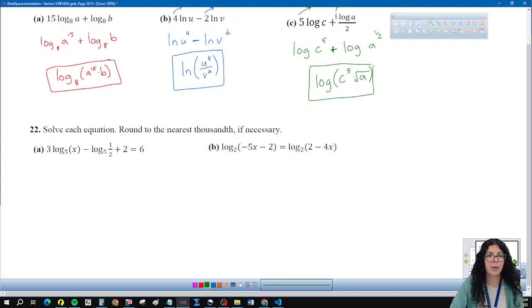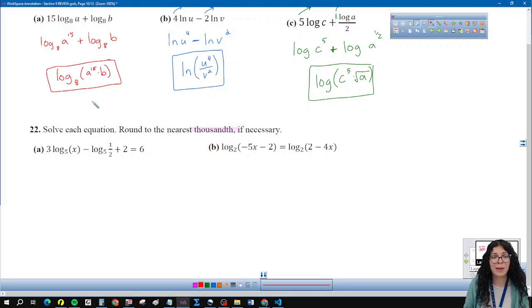Okay, so next up, I'm going to go ahead and do number 22. So solve, and they're asking us to round to the nearest thousandth if I need to round at all. In order to solve this, I need to condense these logs together. Notice that on the left side I have 2 logs, so I need to condense that together. I'm going to bring the 3 up, so this would be log base 5 of x to the power 3, and then minus log base 5 of 1/2.